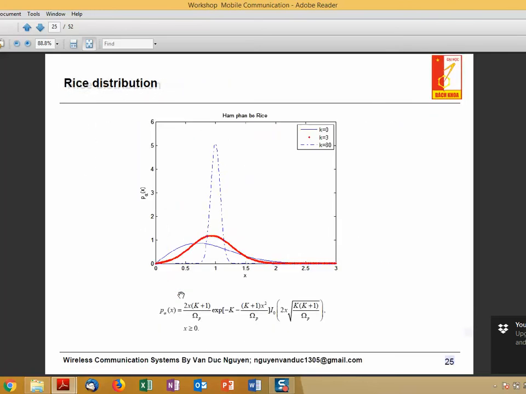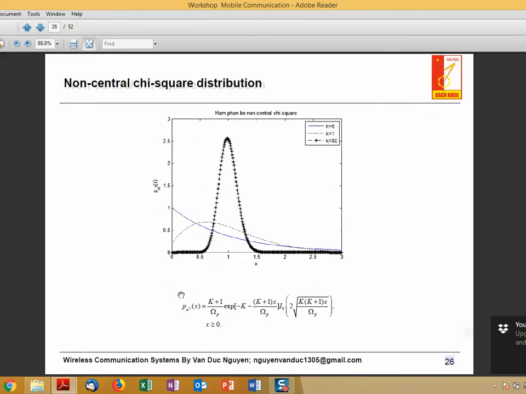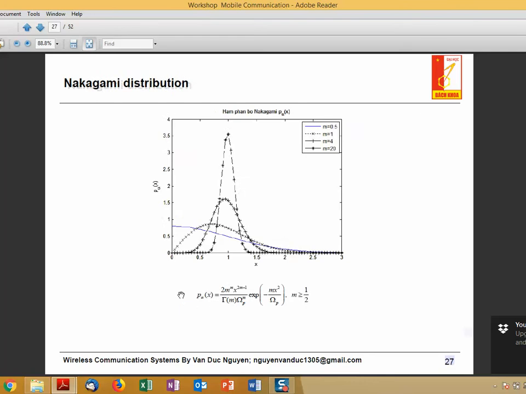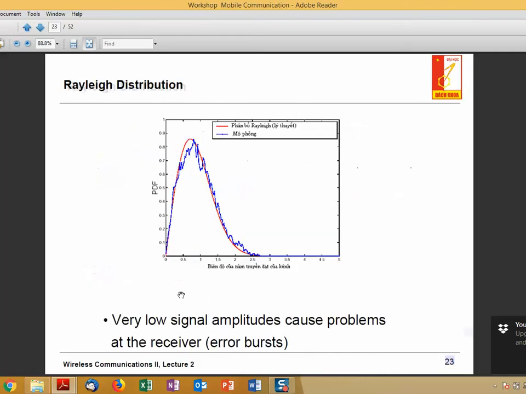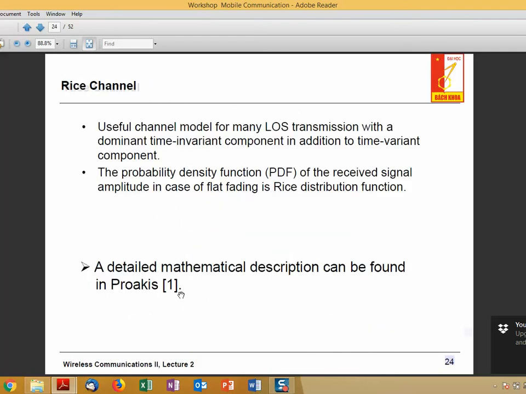Now I skip this slide. Now we move to another channel, the so-called Rice channel. The Rice channel is also a typical case. Let's say here is the transmitter and there is the receiver antenna. There is a direct component and a scattered component.